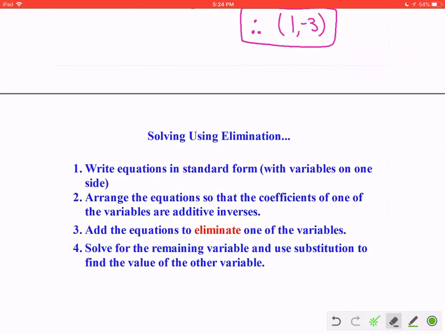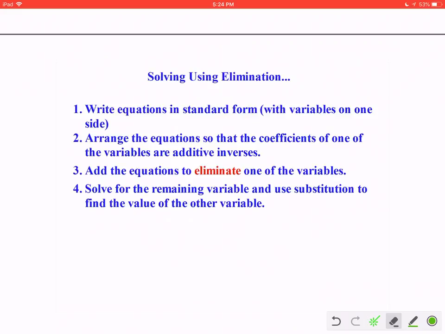Now solving using elimination: first write the equations in standard form, so with the variables on one side and the number on the other. Arrange the equations so that they line up together and one of the variables can add up and cancel each other out. Then add the equations to eliminate one of the variables, and solve for the remaining variable. Then use substitution to find the value of the other variable. This may sound confusing in words, but let's do a question with it.